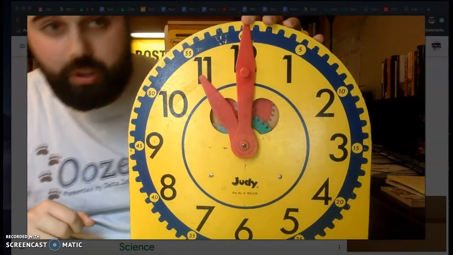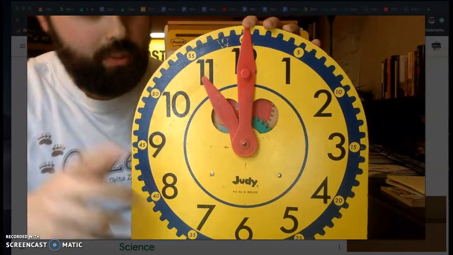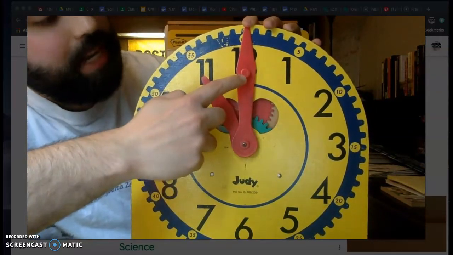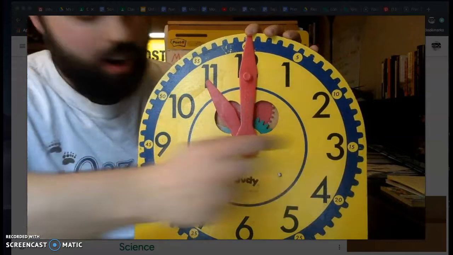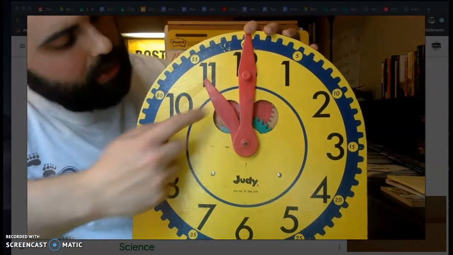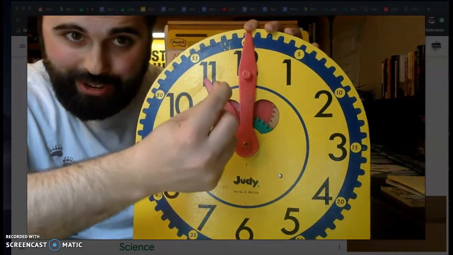All right, what did you notice? This is what I noticed. I noticed that the hour hand moved pretty slow. The minute hand had to move pretty far to make this hour hand move. And I also noticed that the hour hand only moved from the 10 to the 11 when I did one full rotation.